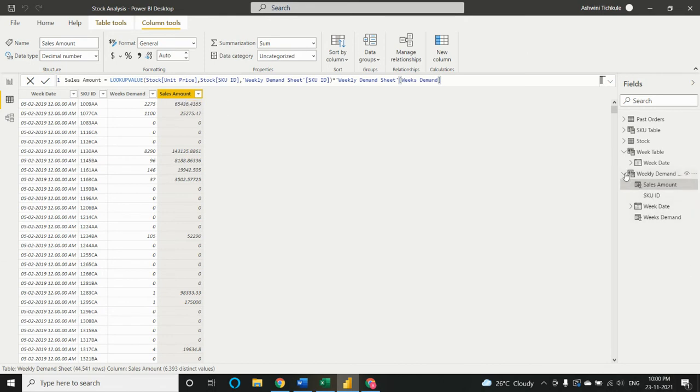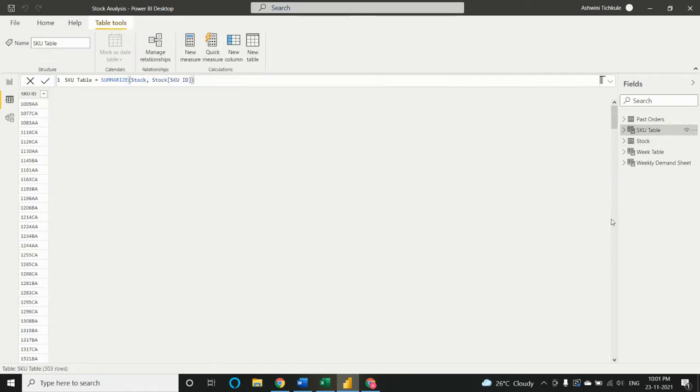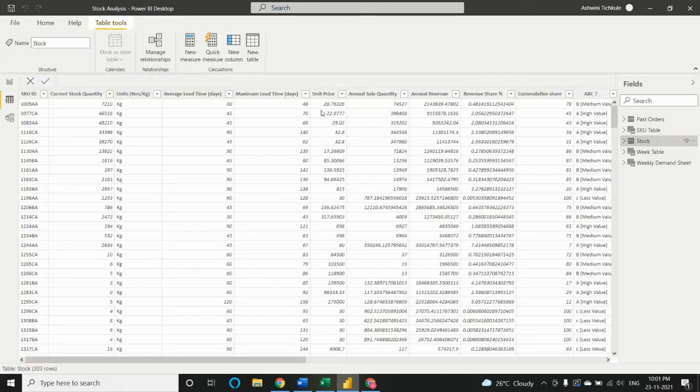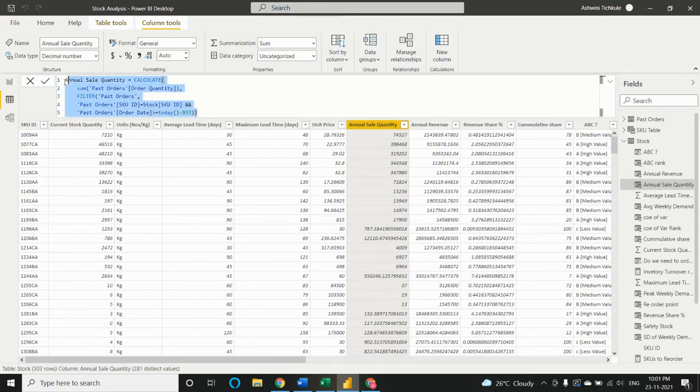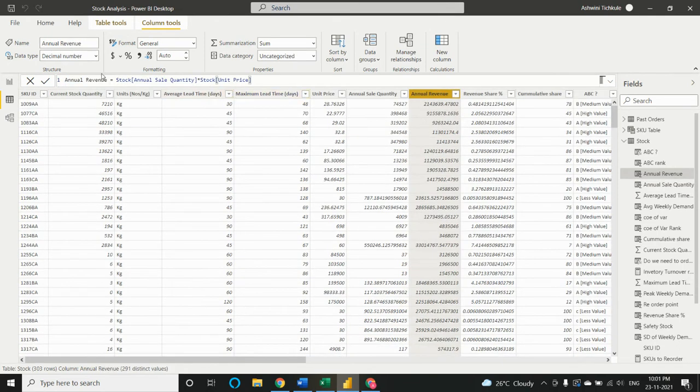After this, we need to expand the stock table. First is the annual sales quantity. For the annual sales quantity, we need to write this DAX query. Then annual revenue. For the annual revenue, it is stock annual sell quantity multiplied by stock unit price. Revenue share percentage: 100 multiplied by stock annual revenue divided by the sum of stock annual revenue plus 0.